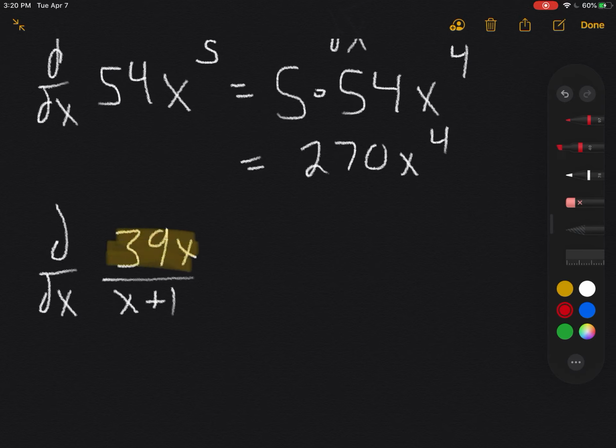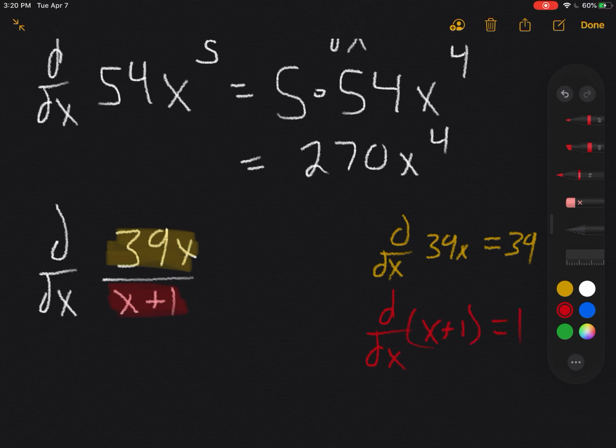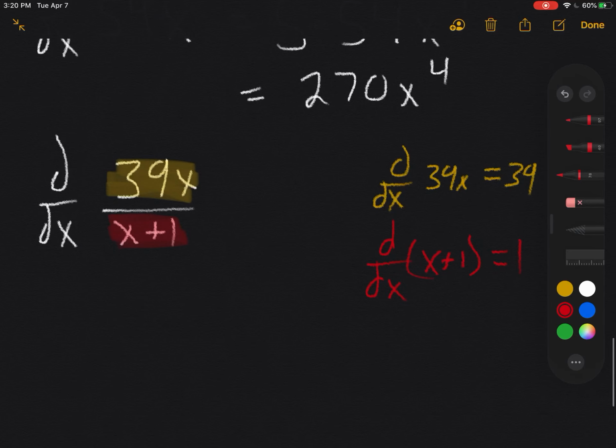So for the quotient rule, we're going to need to know the derivative of 39x and the derivative of x plus 1. So in yellow, the derivative d by dx of 39x equals 39. In red, the derivative d by dx of x plus 1 is equal to 1. And now we're ready to use our quotient rule.